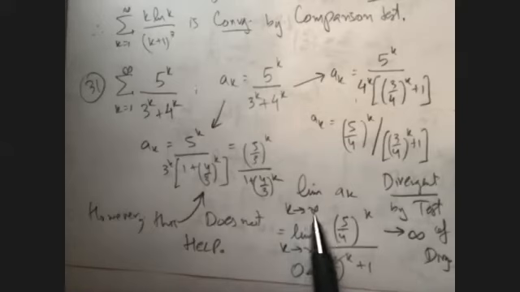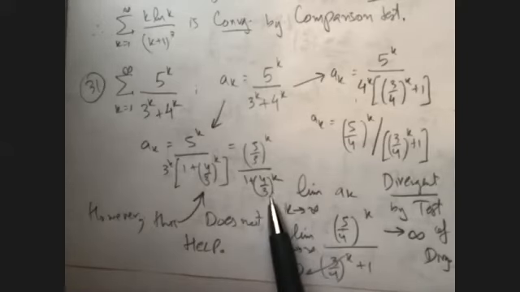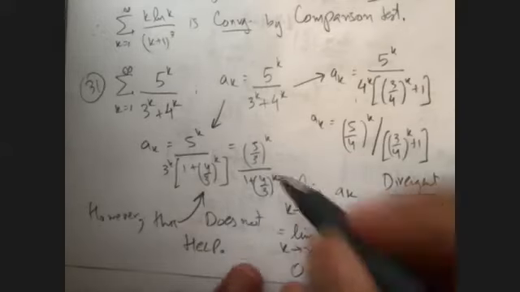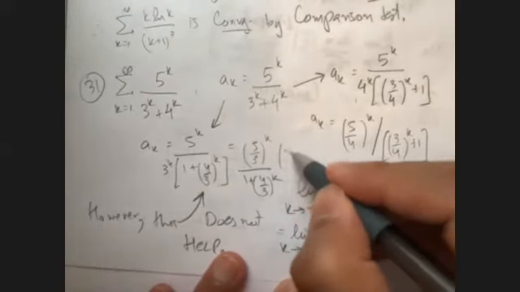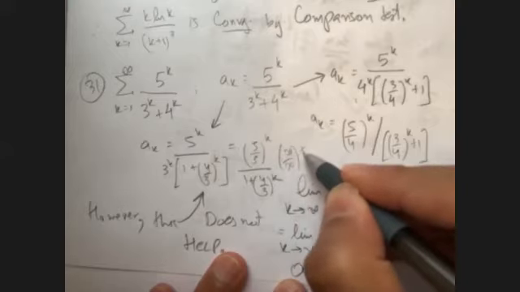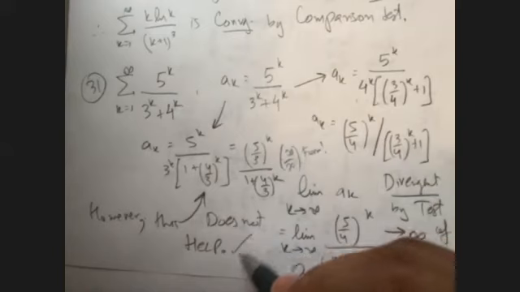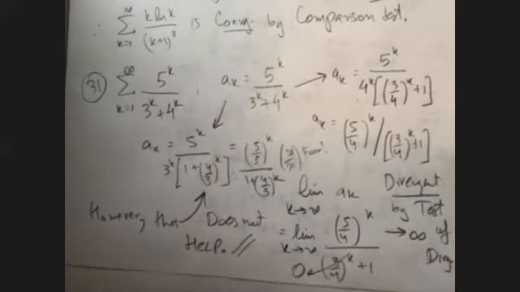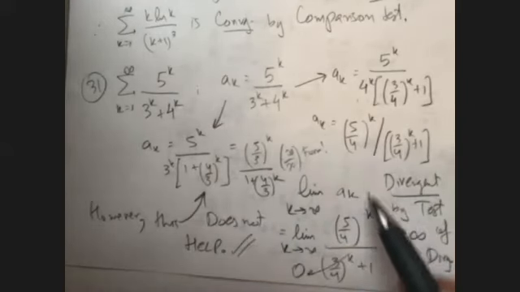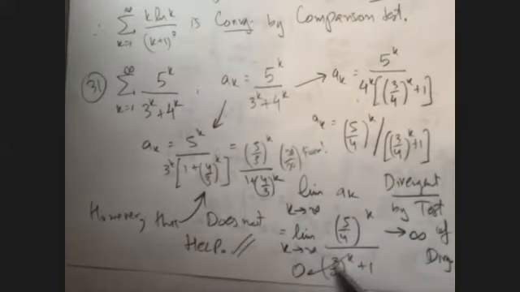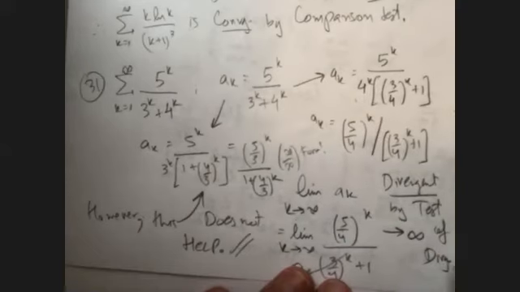Because if we take the limit as k goes to infinity, this will go to infinity, this will go to infinity. So this is infinity over infinity form, which is why it does not help. So we write AK in this form, because then this goes to 0, the 1 here, and infinity. So by the test of divergence, it is divergent.